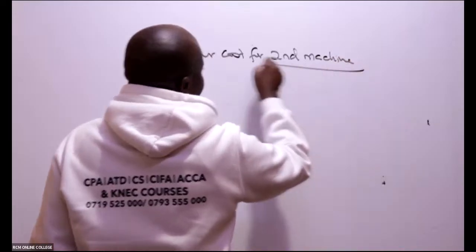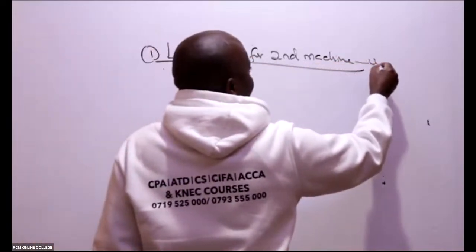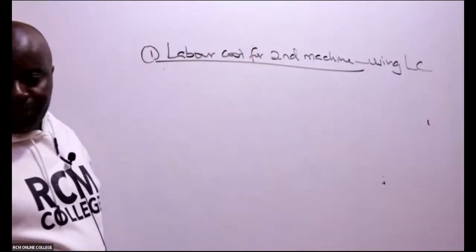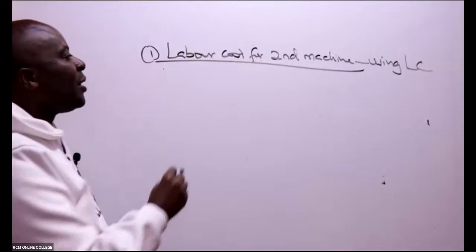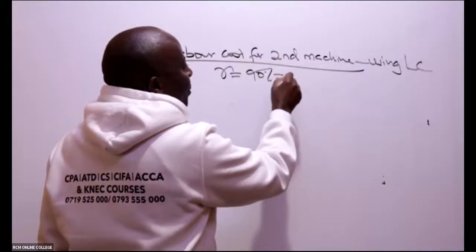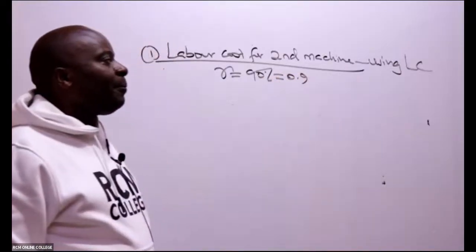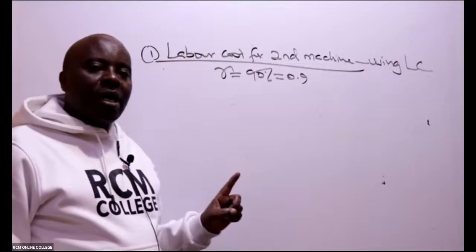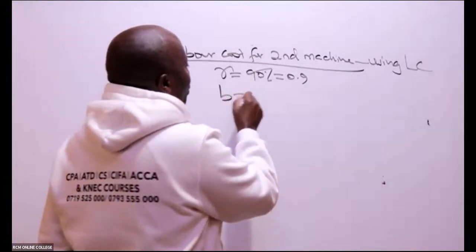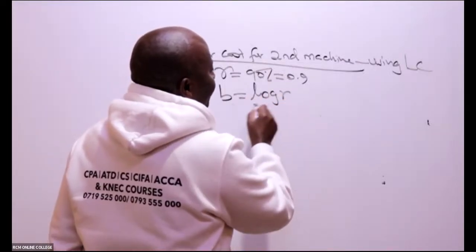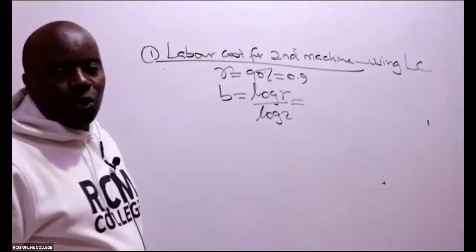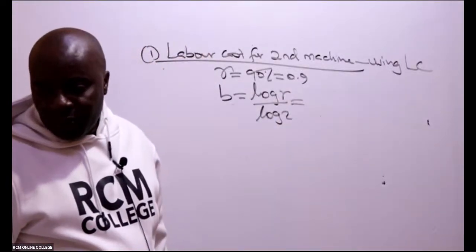That is the most interesting thing, using learning curves. Fortunately, they have told me that the learning rate is 90%. 90% is the same as 0.9. Once I see this R, I shall convert it to B. So my B will be log R over log 2.